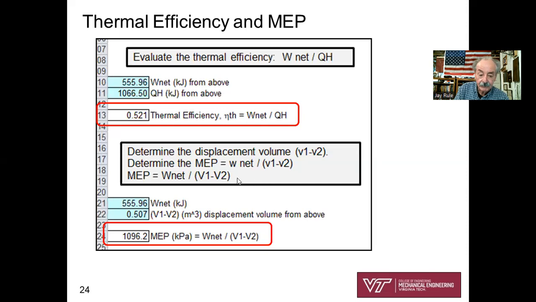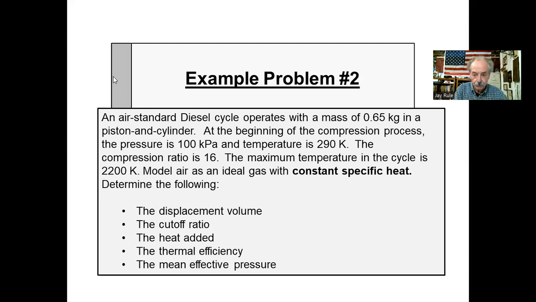Mean effective pressure. I have to admit, I have to go back and look at the definition of mean effective pressure, which is the net work in kilojoules divided by the displacement volume, the V max minus V min. So the mean effective pressure for this thermodynamic air standard cycle for the diesel is basically 1 MPa, 1096 kPa. Complete. Okay, so there it is. That was the complete analysis of the air standard diesel cycle.